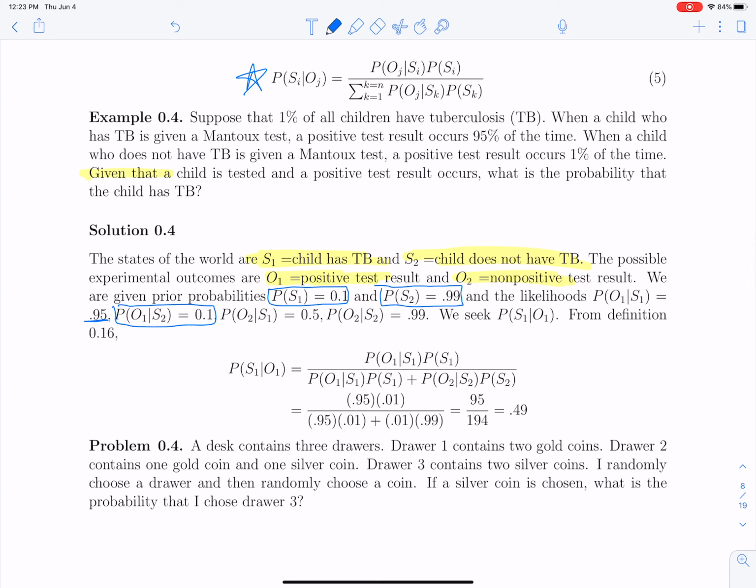And then, for here, this would be saying if you have a child who has TB, they would get a non-positive result 5% of the time, which tracks in line with the first O1 given S1. And then 99%, that's just the opposite of our 0.1. So we are actually looking for, as they told us above, what is the probability that if a child is tested and gets a positive result, do they have TB? So that's why we're doing S1 given O1.